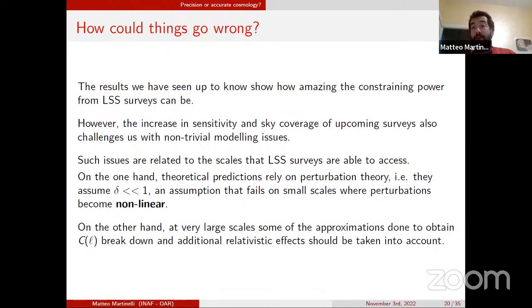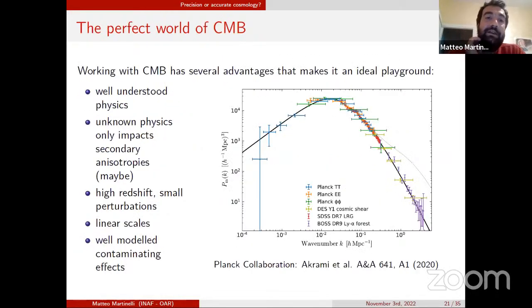On the other hand, when we go to larger and larger scales, and this is something that the new surveys will have accessible, the approximation that we've done to compute our correlation function, our CLs, will break down, and we have to take into account additional effects. At large scales, general relativistic effects start to become relevant. So we have to take many things into account, and this can break down all our nice forecasts. Why didn't we see that before?